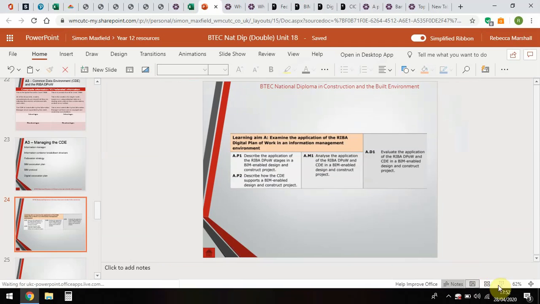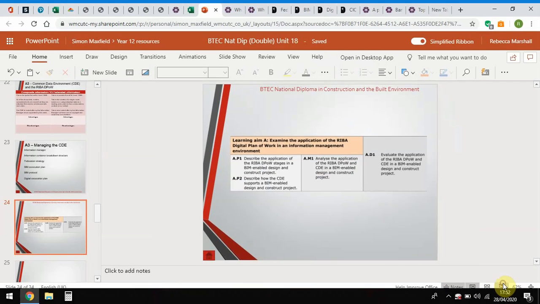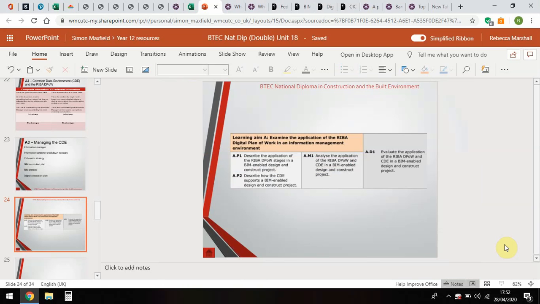Technology letting me down. Let's give that another go. So we've got two pass criteria, a merit criteria, and a distinction criteria, when they decide to load. Okay, let's do it from here instead.